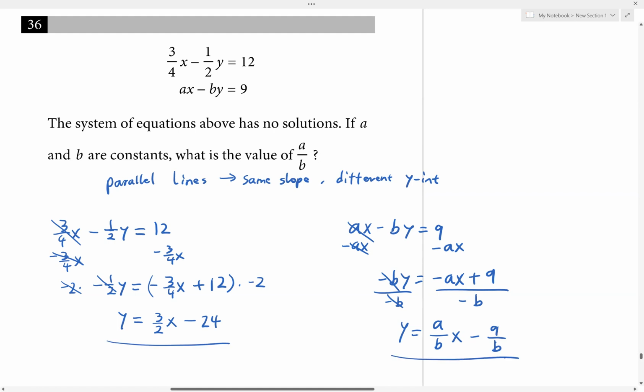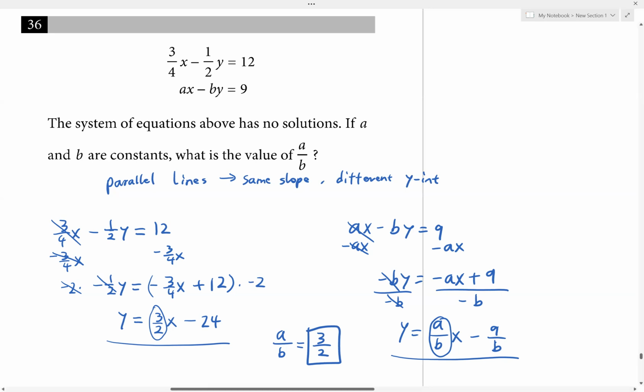And since we said they had to be parallel lines, so they have no solution. Right? So if they're parallel lines, then they should have the same slope. For the first equation, our slope is the number in front of x, which is 3 over 2. And in the second equation, the slope is a over b. So that means a over b must equal what? Well, a over b has to be 3 over 2, right? Otherwise, they won't have the same slope. Okay, a over b has to be 3 over 2. So that should be our final answer.